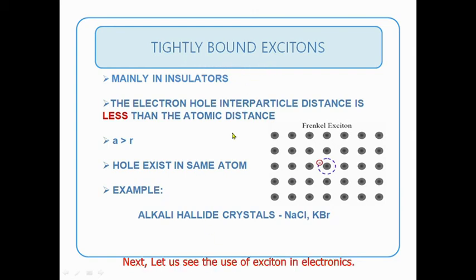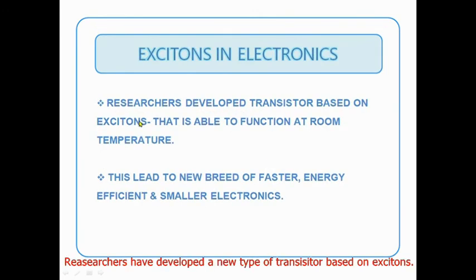Next, let us see the use of excitons in electronics. Researchers have developed a new type of transistor based on excitons. So this transistor is able to function at room temperature. So excitons lead to a new breed of faster, energy efficient and smaller electronics.